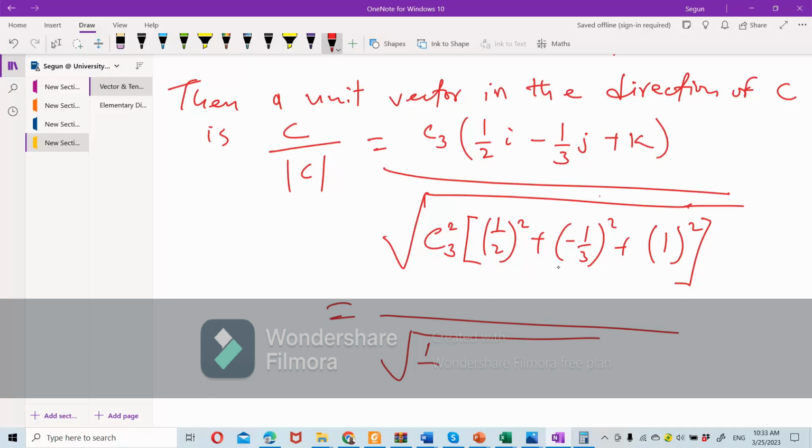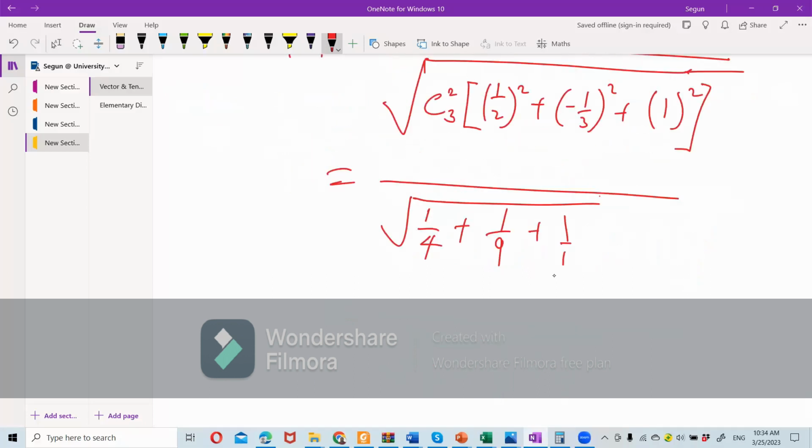One over what, please? 1/4 plus 1/4 plus 1/9 plus 1. So when you add everything together, what do you have? 9 square root 9. And find the square root. Yes. This is 9 multiplied by 4 is what? That's 36.